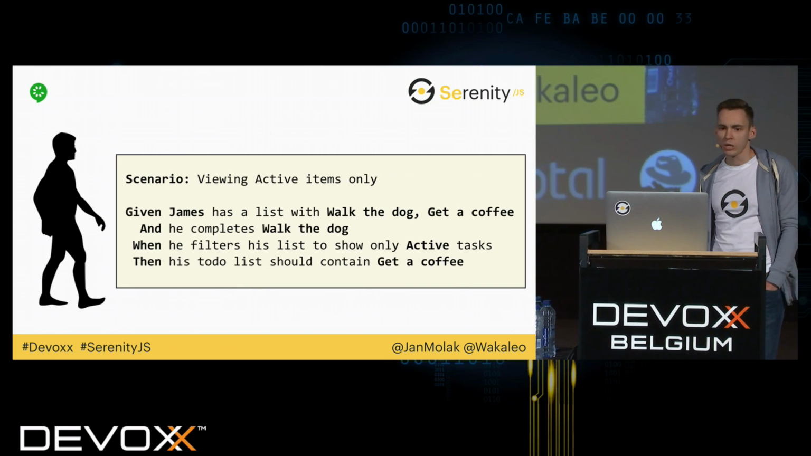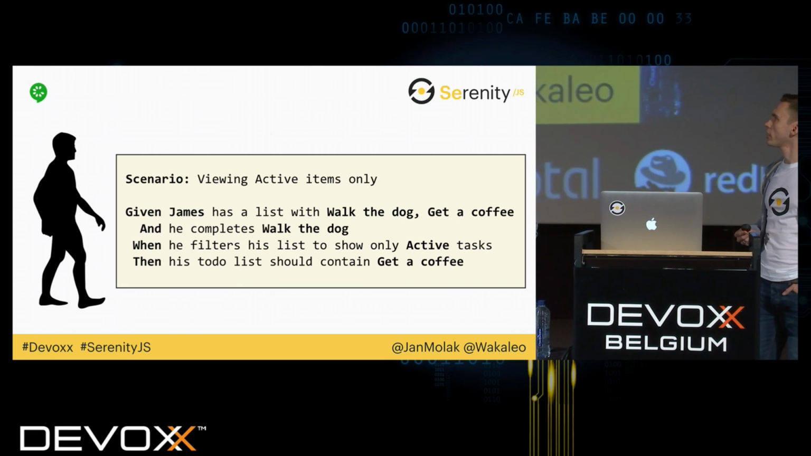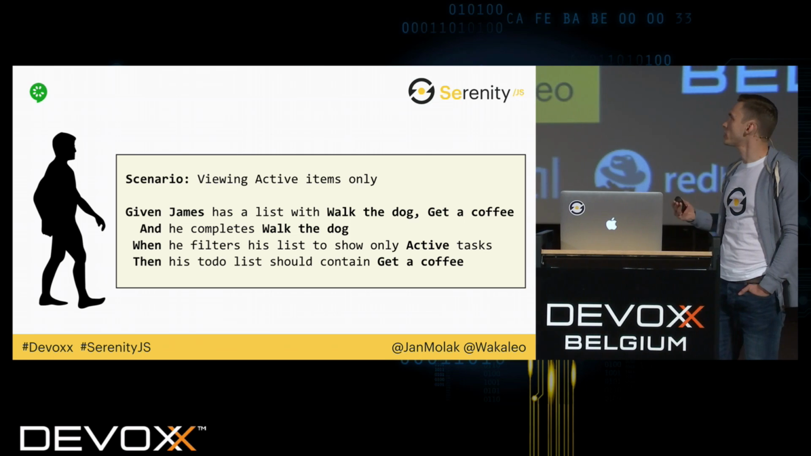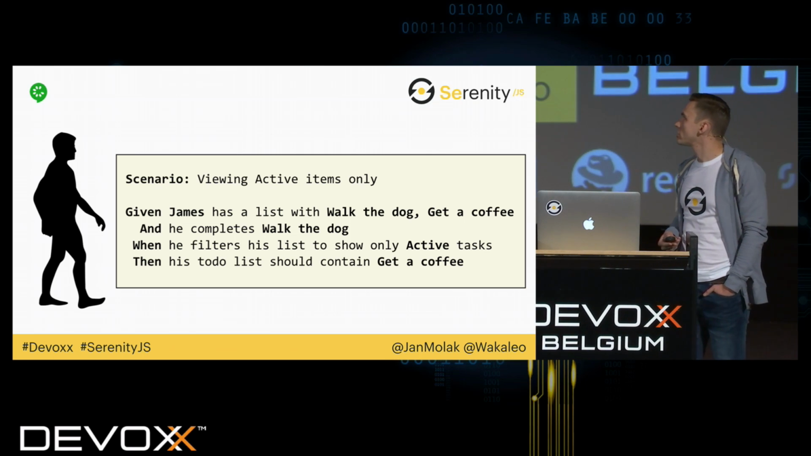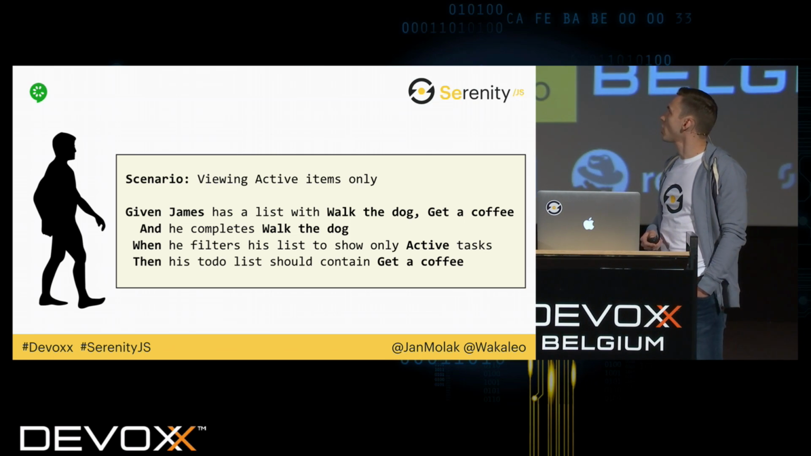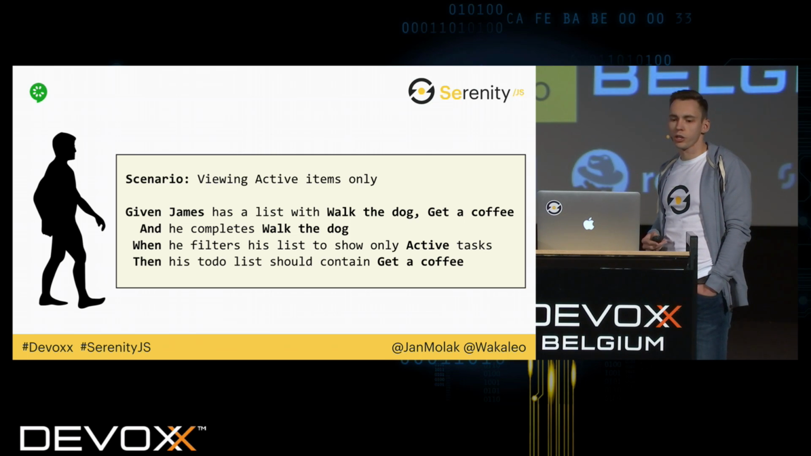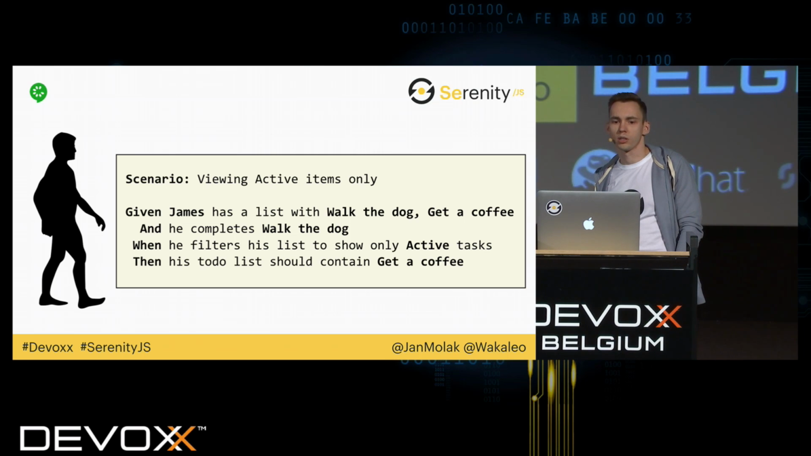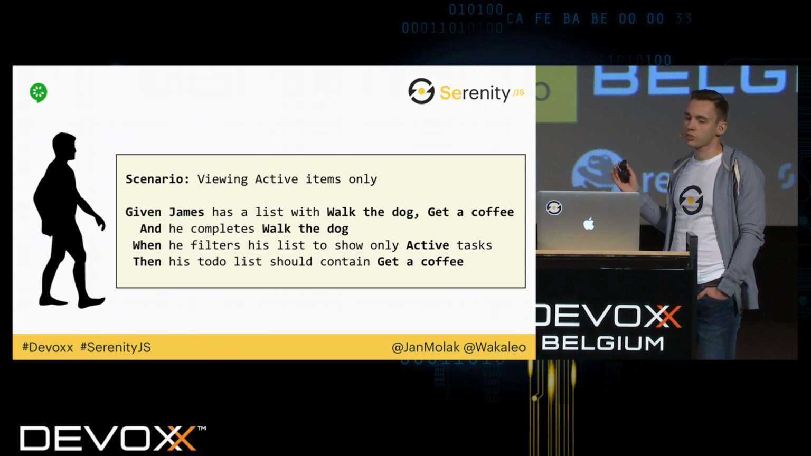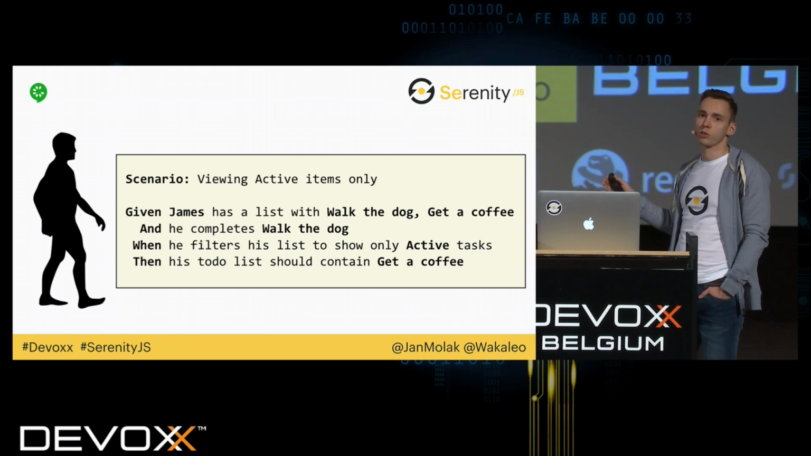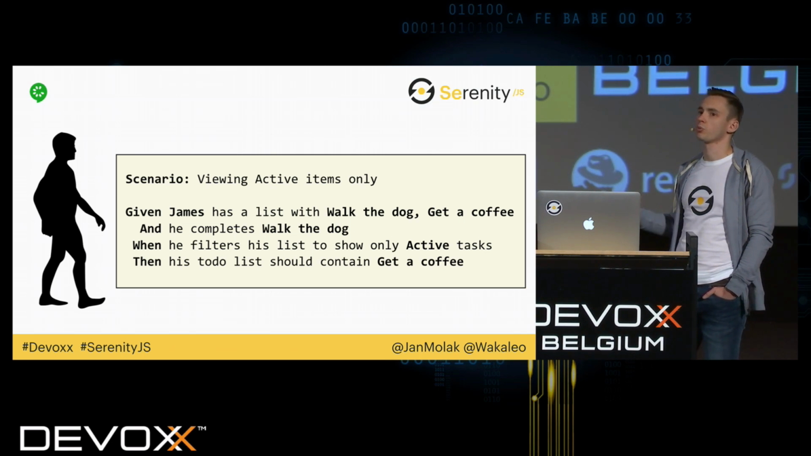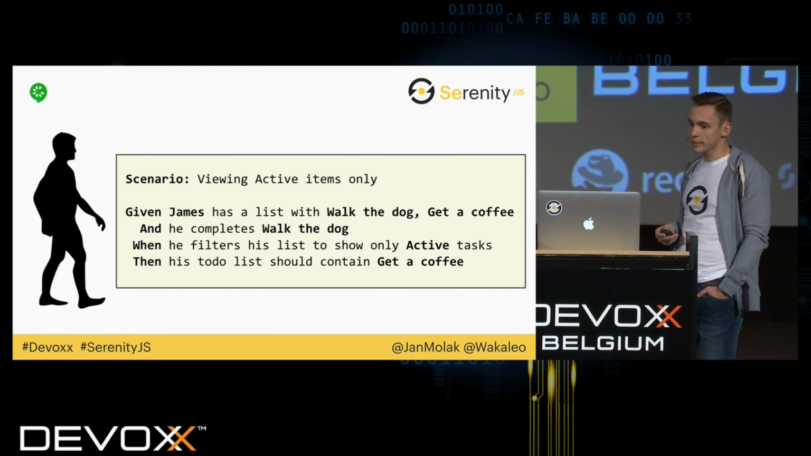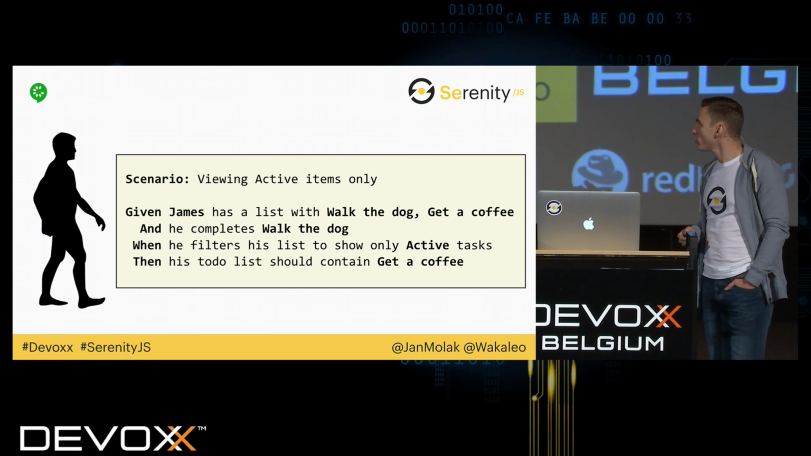So far, so good. Now, let's say we've got a number of scenarios of how this specific feature could be used. So in here, we've got James starting with a list of 2 things. He completes one of them, then he selects a specific filter, and he only sees the item that he hasn't completed yet. So at this level, it's all very high level, very business specific. We've got no reference to low-level implementation, nothing about clicking buttons, entering values into fields, nothing like that. So far, so good. So we've got scenarios.